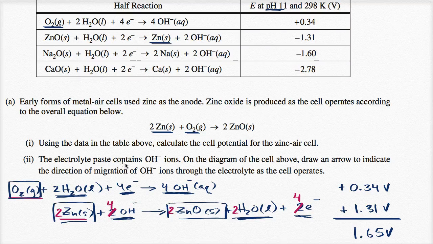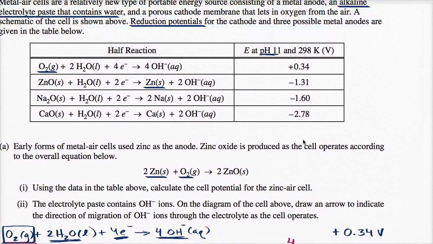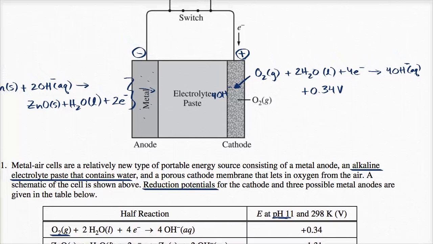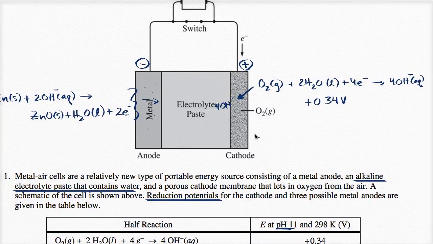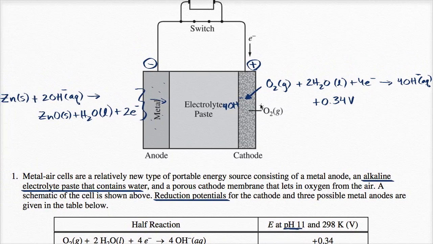Now let's do part 2. The electrolyte paste contains hydroxide ions. On the diagram of the cell above, draw an arrow to indicate the direction of migration of hydroxide ions through the electrolyte as the cell operates. Well, we've already thought about that. The hydroxide gets produced at the cathode with this reaction, and then it gets used up at the anode. So the hydroxide is going to be moving in that direction.